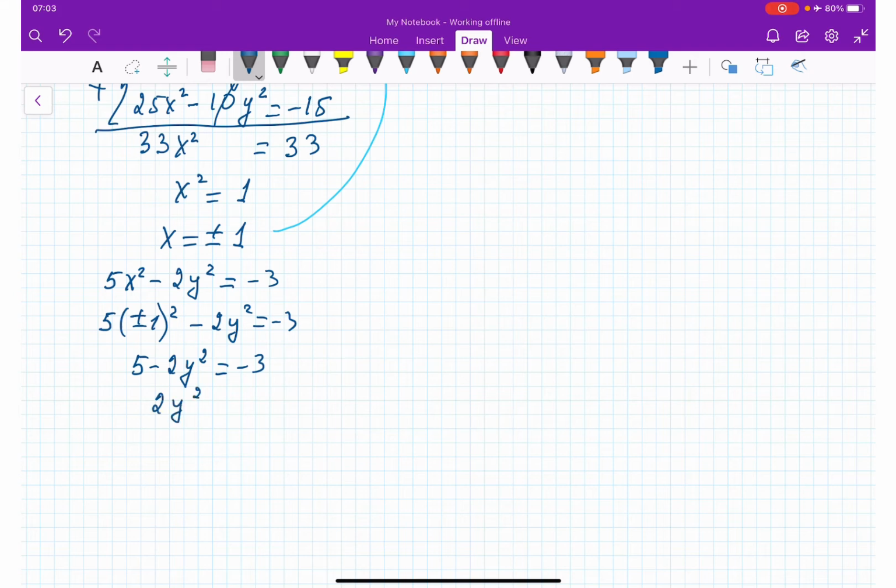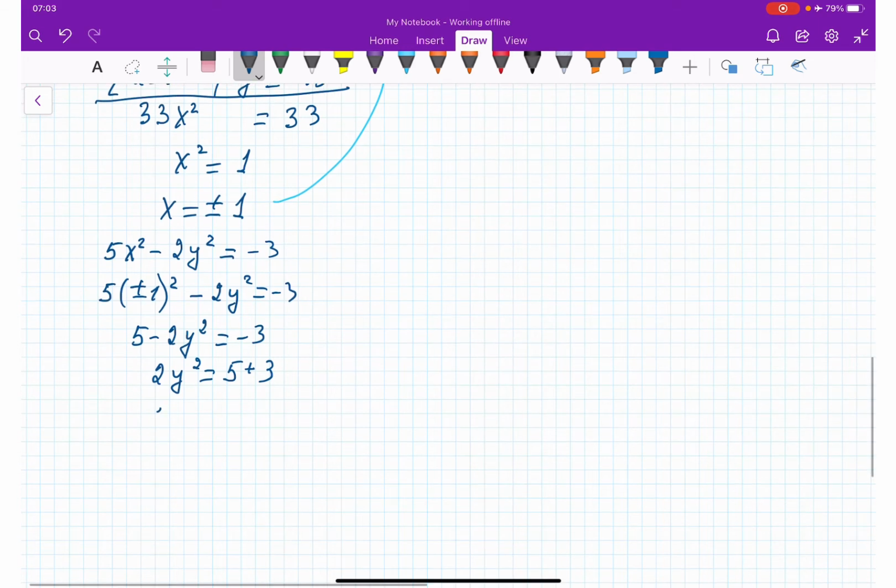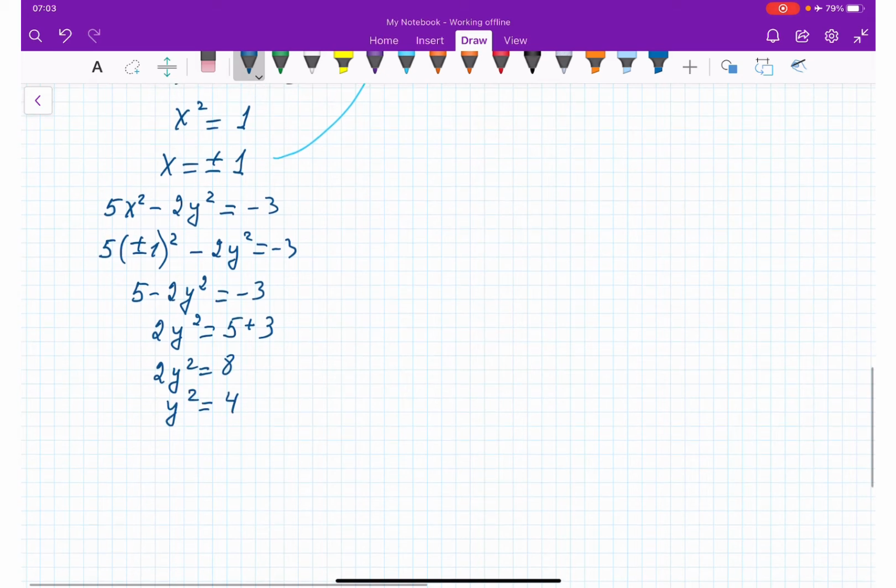2y squared is equal to 5 plus 3. I moved 3 to the left side and negative 2y squared to the right side, so I get positive numbers. 2y squared is equal to 8, y squared is equal to 4, and y is equal to plus or minus 2.